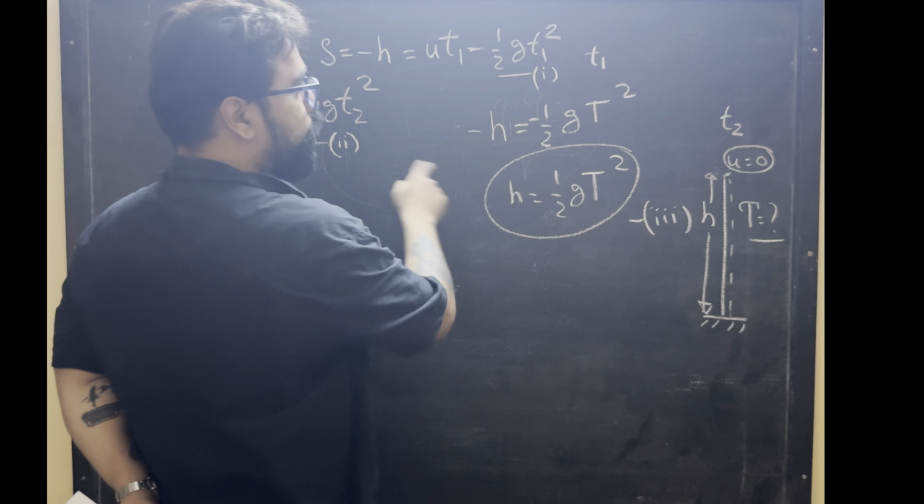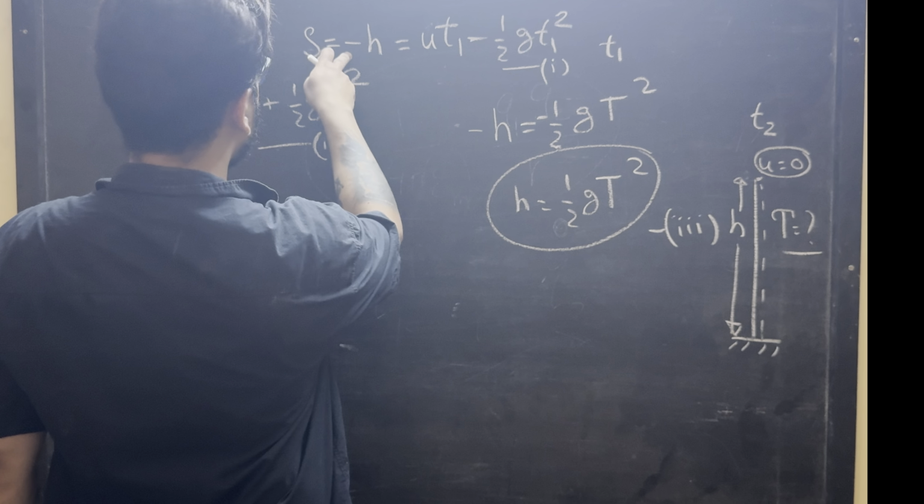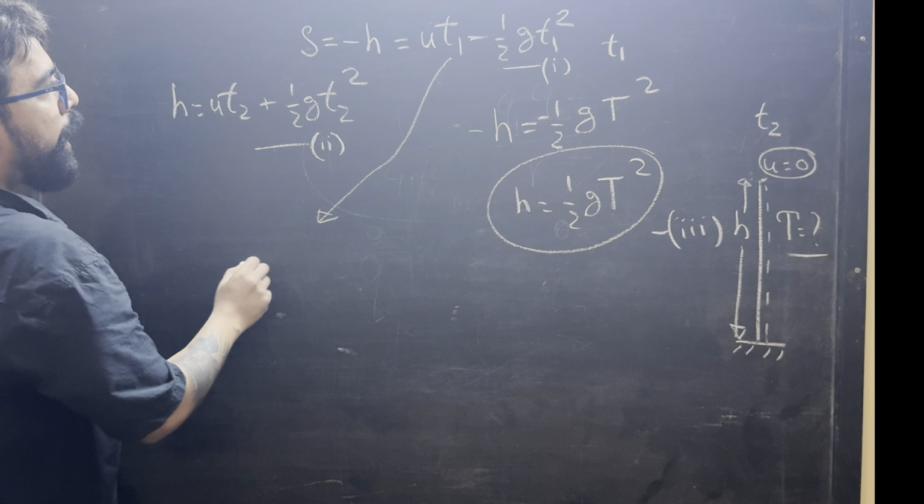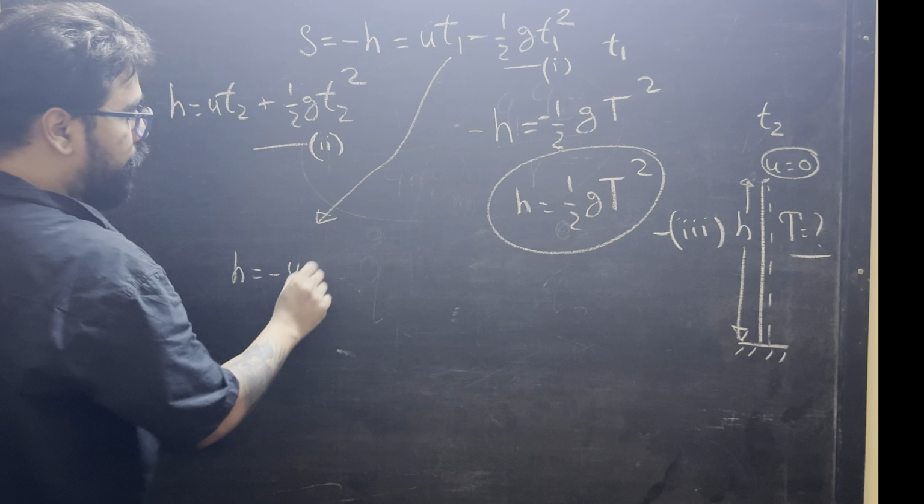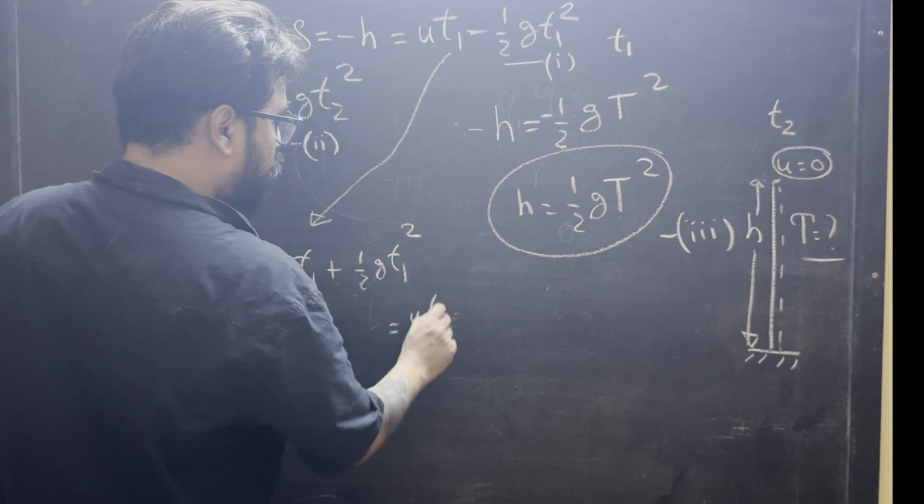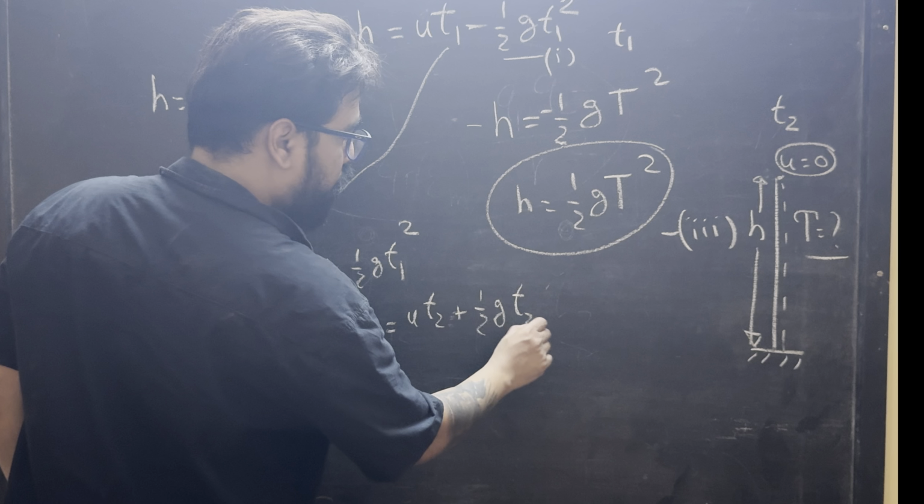So how to solve this? Our target is capital T. So I will equate the h. What is the h that I am getting from the first equation? Because it is minus h, from equation 1 I am getting h as minus ut1 plus half gt1 square. And from equation 2 the same h is ut2 plus half gt2 square.